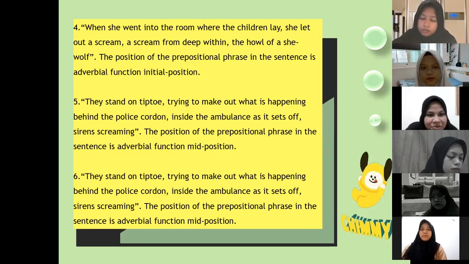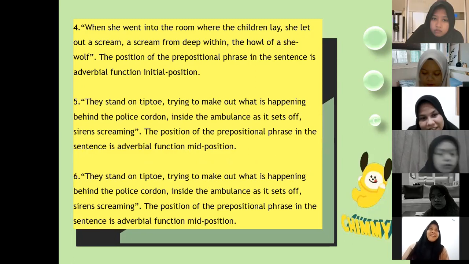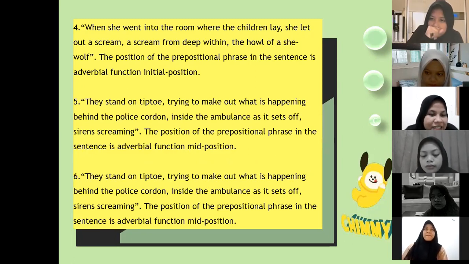Fourth, "When she went into the room where the children lay, she let out a scream from deep within the hull of a she-wolf." The position of the prepositional phrase in the sentence is adverbial function, initial position.